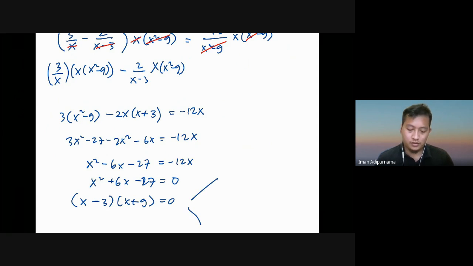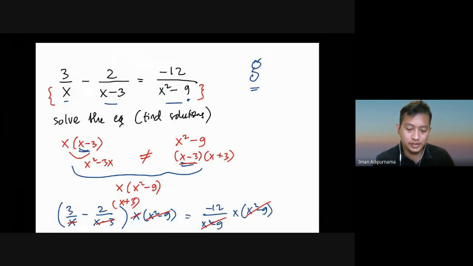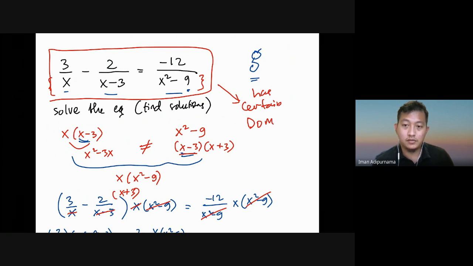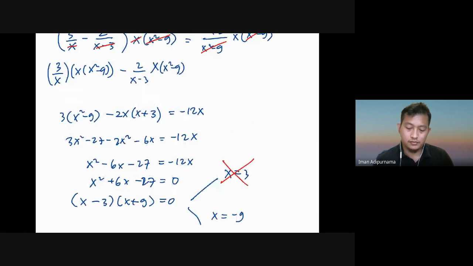And you write, oh, x equals 3, x equals negative 9. Is it correct? It seems correct, but don't forget that our original equation has fractions. It has a certain domain. That x is not 3. So this will be wrong. So the answer is x equals negative 9.